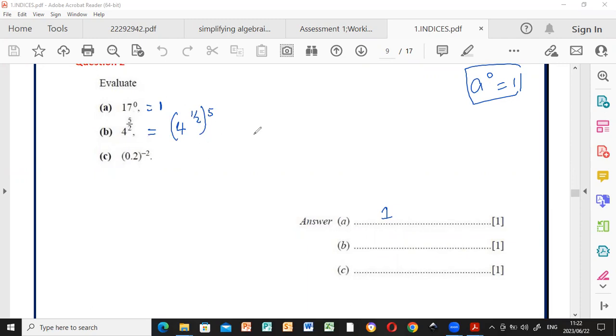Because it's very easy to find a number to the power 1 over n. Remember, if it is 1 over 2, it means square root. If it is 1 over 3, it means cube root. If it is 1 over 4, it means fourth root, etc.